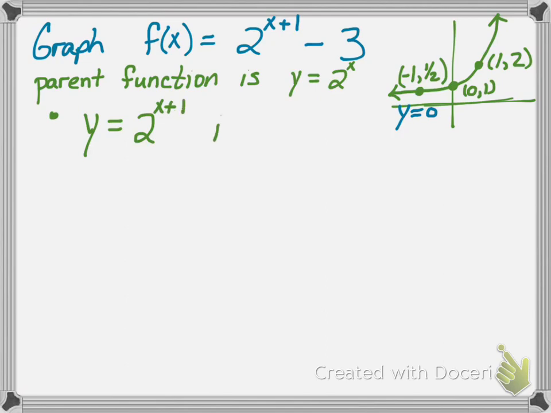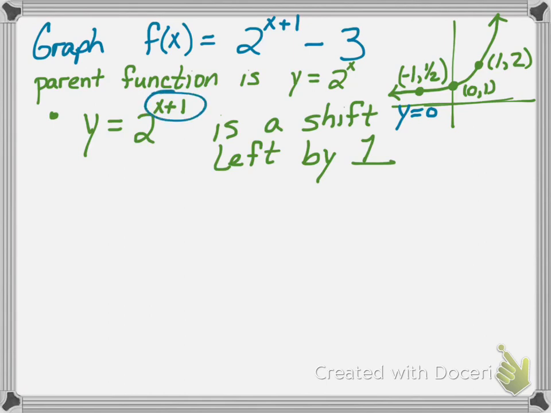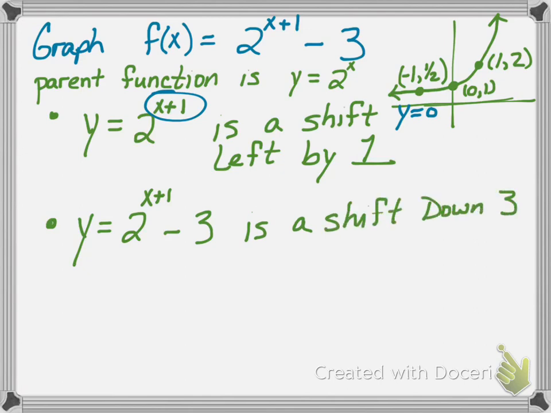To graph y equals 2 to the x plus 1, the exponent is an x plus 1, which means I added 1 to the input, which means the transformation is a shift left by 1. And then when we look at 2 to the x plus 1 minus 3, this is a shift down by 3 because it's after we did the exponential function. It's on the outside of our function. So we have a horizontal asymptote at y equals -3 because we're shifting down 3.